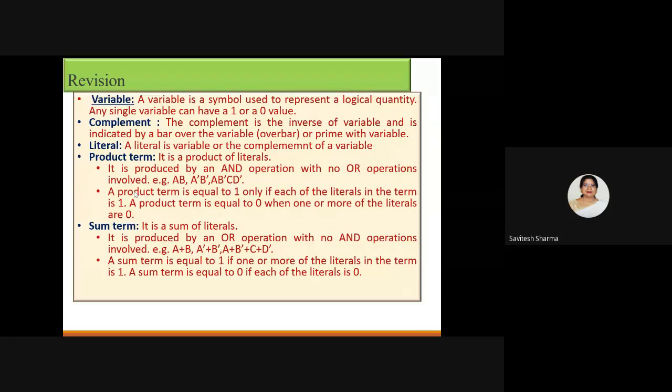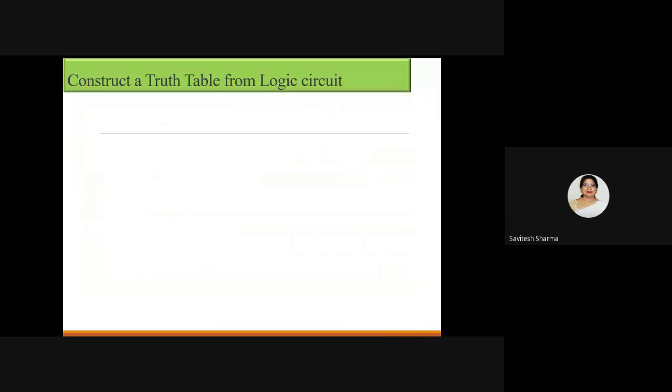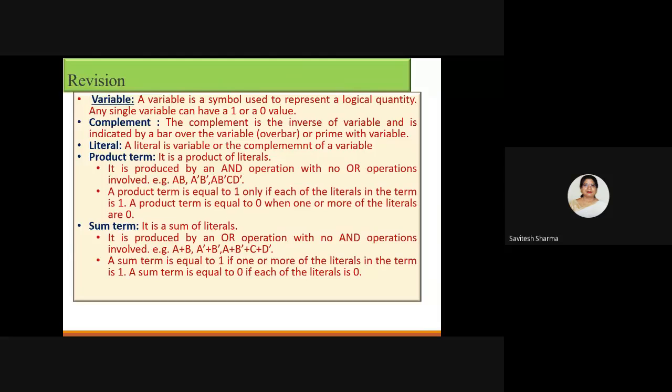Complement: if you are taking an inverse of the variable, it will become your complement, and you will use the overbar or prime to show that the particular variable is complemented. The overbar or prime with the variable will show you the complement of that variable. Either you can say "not" and then the name of the variable. Suppose a variable is A, so the complement of A you can say not A, or you can say A bar.